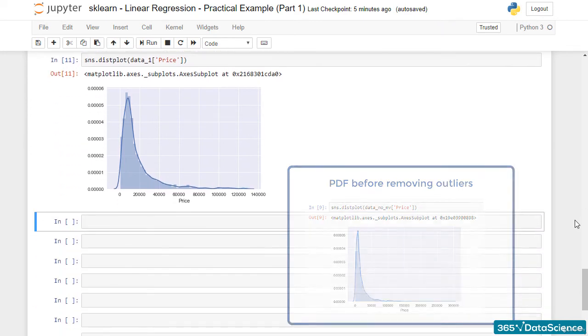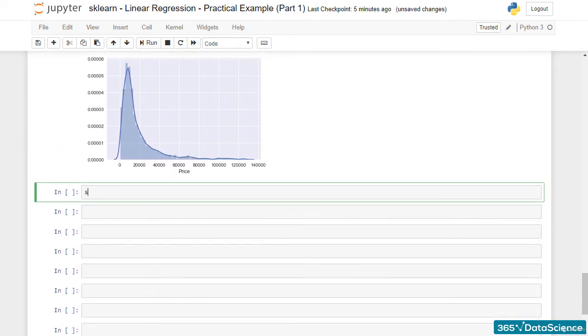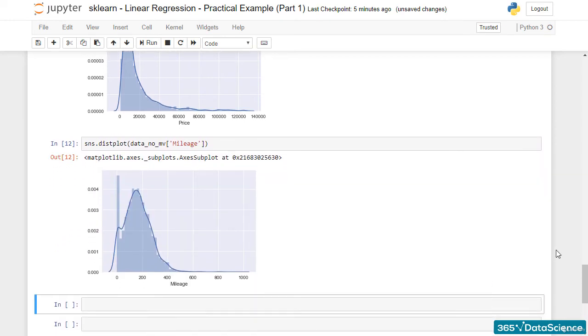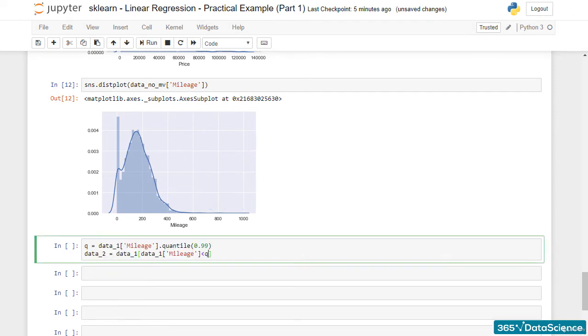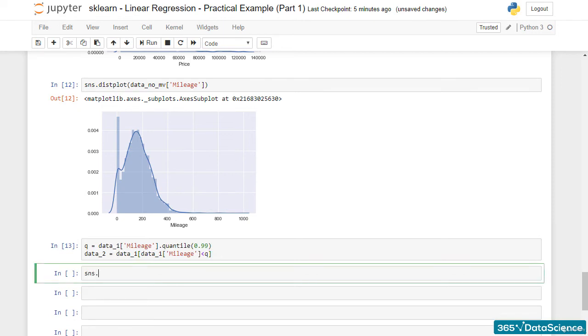Okay, this issue is out of the way. However, we have a similar issue with mileage, engine volume, and year. We can see that the situation with mileage is almost identical from its PDF. Therefore, we can deal with it in the same way, by keeping only the data lower than the 99th percentile. Here's the improved result.